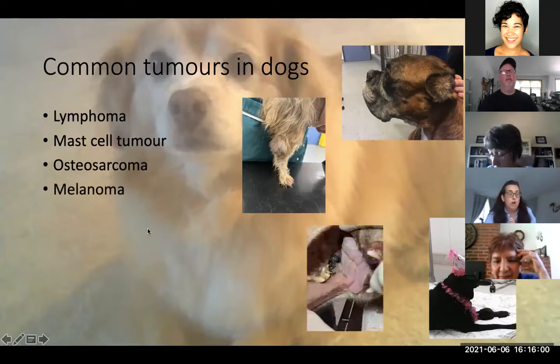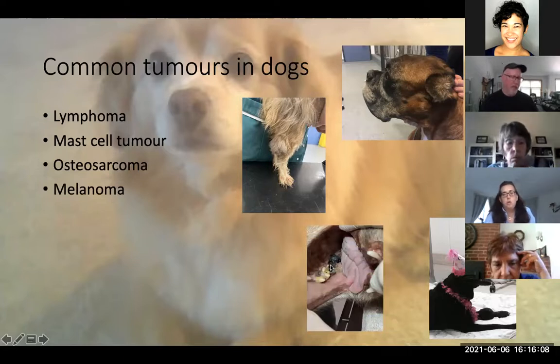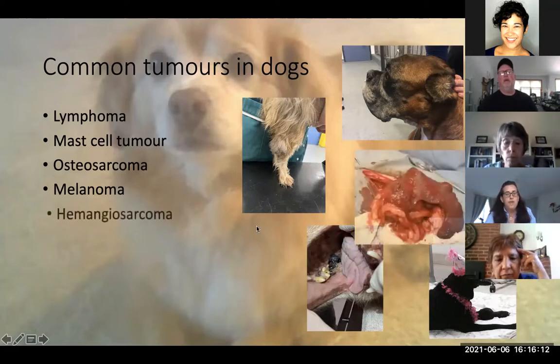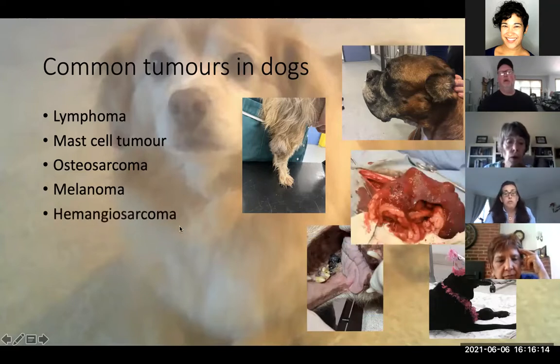And another common tumor is melanoma. This can be most commonly either in the skin or in the mouth. So here you can see an oral mass that is very darkly pigmented, and that's an oral melanoma. And then the last one is hemangiosarcoma. This is a tumor that we typically see in the spleen, the liver. We also see it in the heart as well.